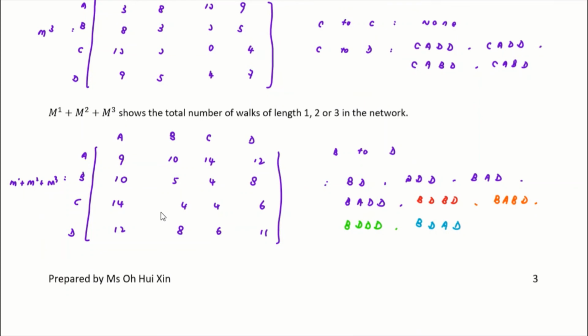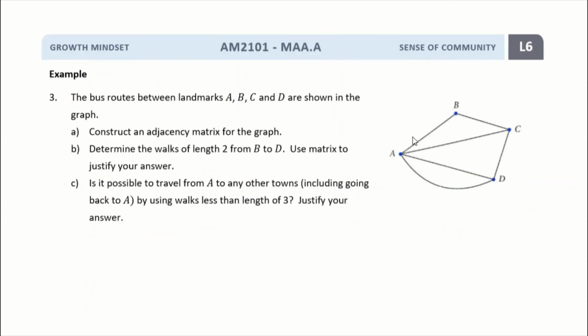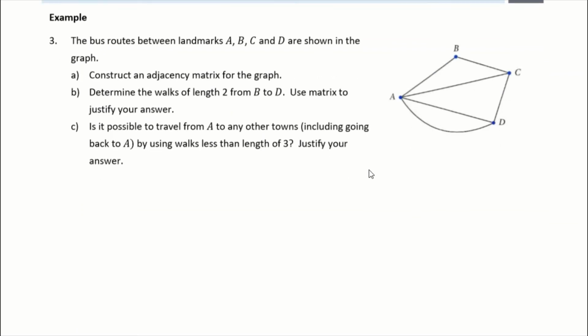All right, so now we'll be looking at two examples in a much more application-wise manner. Then after that, I hope you can have a better understanding before you move on to your exercise. So let's look at example one. Two more examples before we end the lesson. The bus routes between the landmarks A, B, C, D are shown in the graph. Construct an adjacency matrix for the graph.